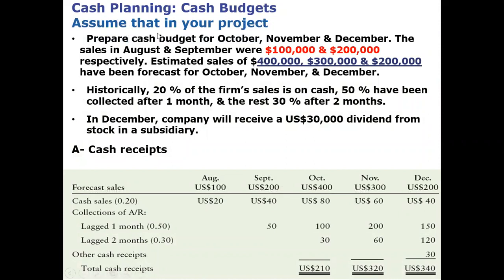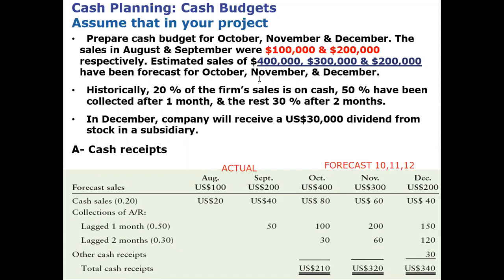So we are going to prepare the cash budget for October, November, and December, and we never make a forecast without actual data. As I'm going to write right now, you will see that August and September are actual. And what am I required to do? I need to forecast for months 10, 11, and then 12. This is the forecast.